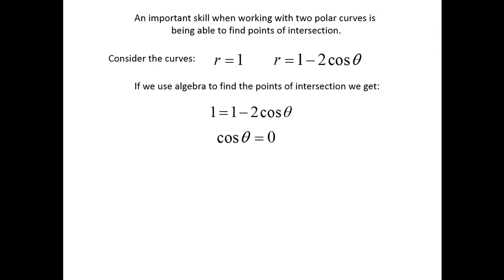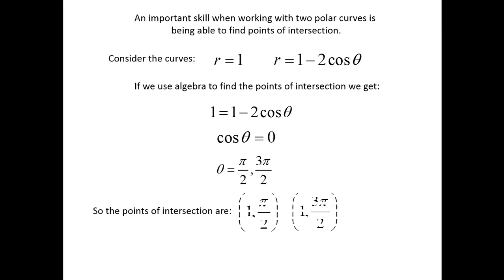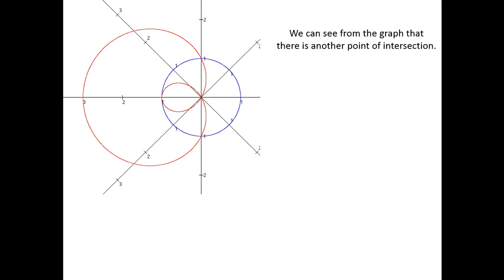And of course, if you think about your unit circle, we know that that happens at pi over 2 and 3 pi over 2. So if we plug in those pi over 2 and 3 pi over 2 values for theta, the points of intersection would just be 1 comma pi over 2 and 1 comma 3 pi over 2. But the thing you need to be careful of is, are these all the points of intersection? And that's where the graph comes in. You need to make a little sketch and see what's going on.